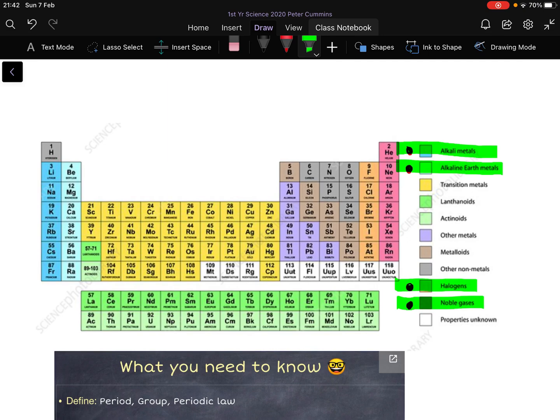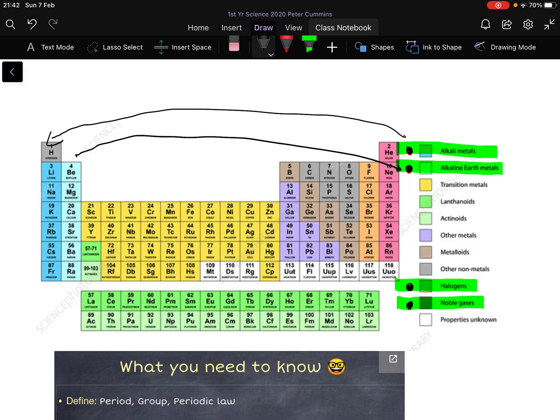And on the periodic table, here are the alkali metals. They're color-coded as well. These ones here are the second one. This group here, and the noble gases are that group there. So we only have to worry about 4 different groups for Junior Cert, and they're numbered. This is group 1, this is group 2, this is group 7, and this is group 8 at the end. So there are 4 different groups.